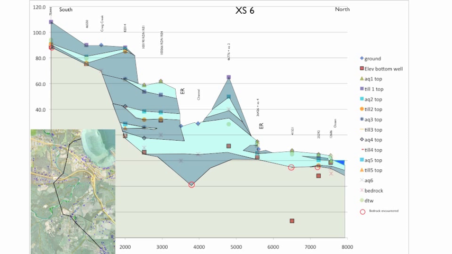We are presenting a simplified version of the lithology, showing the bedrock in light gray. Then we have the permeable material, the aquifers, represented with the light blue. And we have the low permeability material, the clay, the silt, and the till in dark gray.